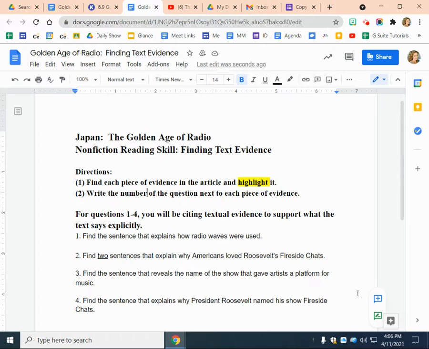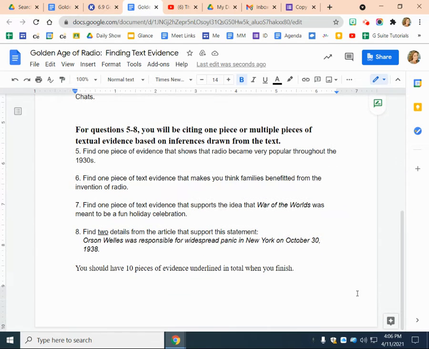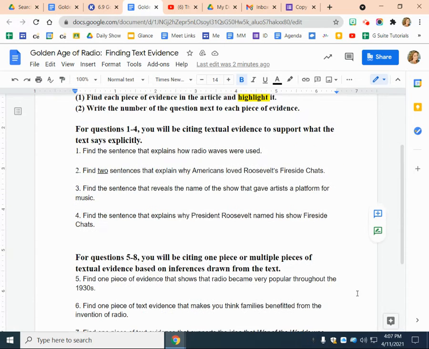Okay, you know what it is on day 2 of our articles of the week. We always look for textual evidence, and we are still practicing how to cite what the text says explicitly, which means it's right there in the text. You can put your finger on it. And then we also are practicing citing evidence based on inferences drawn from the text. And it's not as explicit. You can't necessarily put your finger on it. You have to look for clues to help you make an inference, and those clues are going to be your text evidence. Okay, so we're going to practice the explicit first.